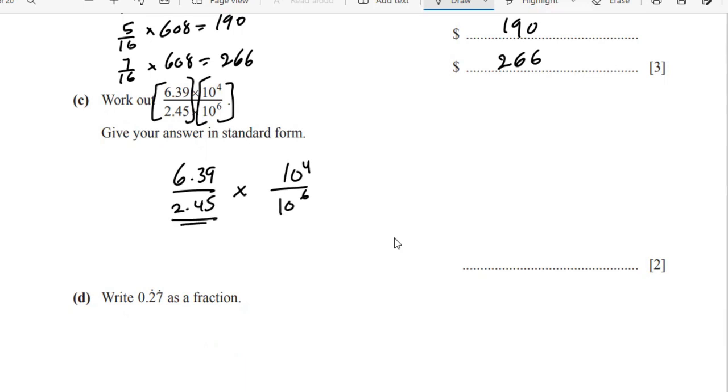This part we can get the answer using the calculator, and the answer here is going to be 2.608 and so on. Then here we can subtract powers. So it's going to be 10 to the power of 4 minus 6, which is negative 2. I would say to round the answer here to 3 significant figures. So if we need to round the answer here, it's going to be 2.61 times 10 to the power of negative 2, and this is the final answer.